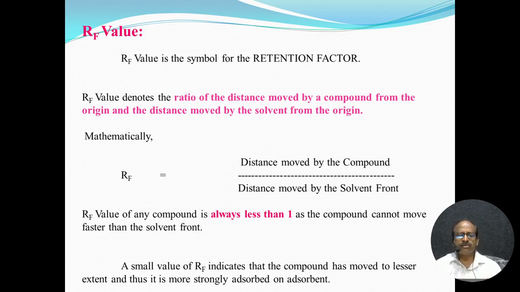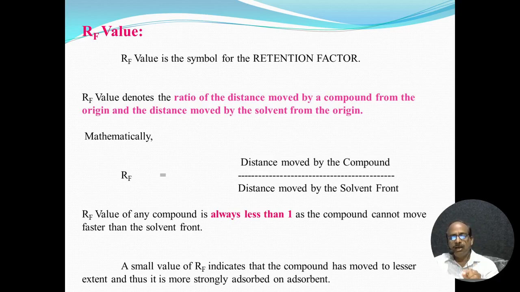In the suffix we have RF, that is called the retention factor. RF is the symbol for the retention factor. The RF value denotes the ratio of the distance moved by the component from the origin and the distance moved by the solvent from the origin. That's why it is represented mathematically as RF equals distance moved by the component divided by distance moved by the solvent front.